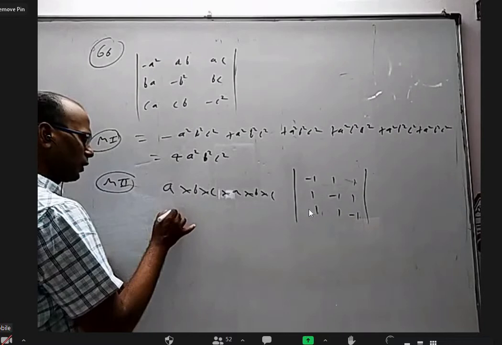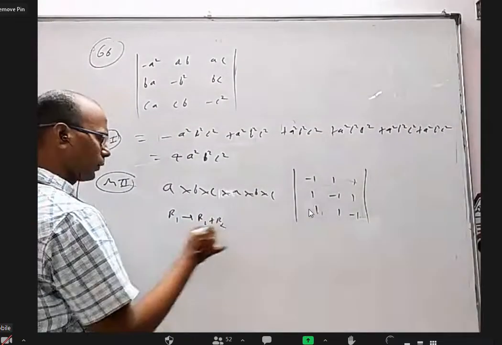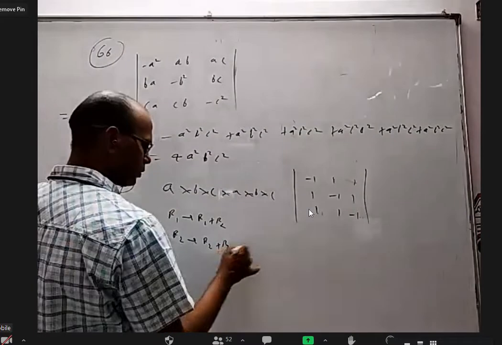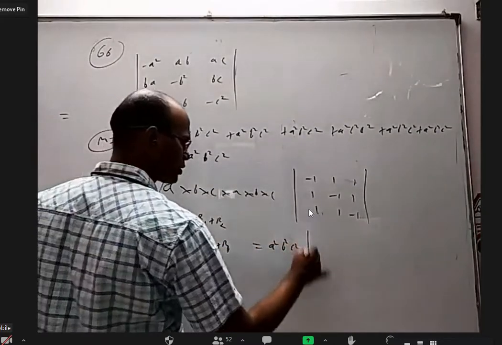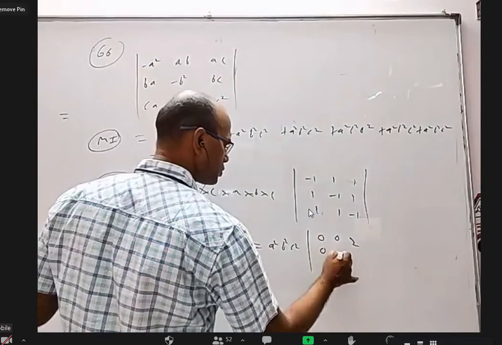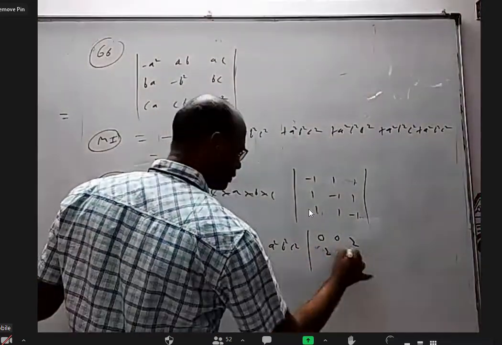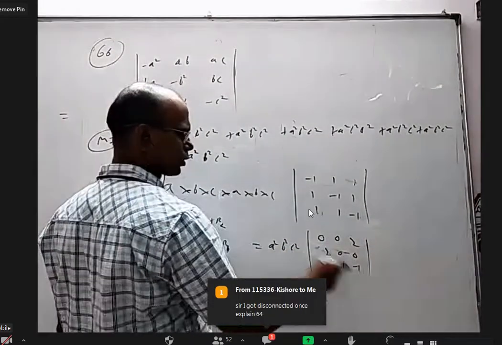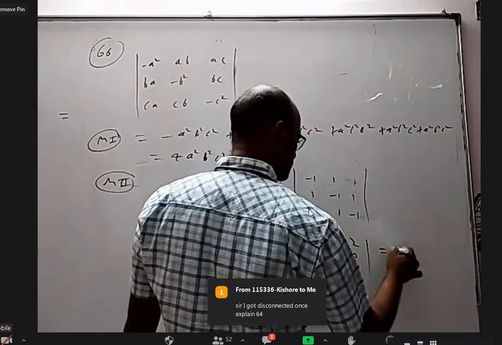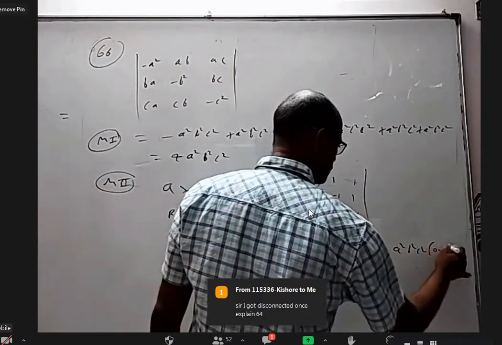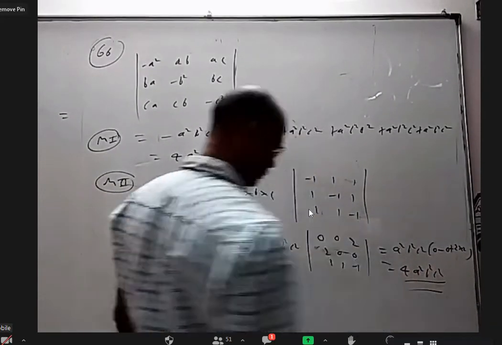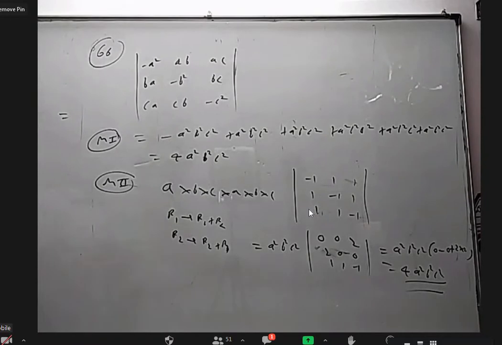For example, I can write R1 as R1 plus R2, and R2 as R2 plus R3. Then it will become a square b square c square, with 0, 0, 2; 2, 0, 0; 1, 1, minus 1. Now just expand using first row, we'll get 2 into 2, 4. So that is a square b square c square into 0, minus 0, plus 2 into 2, which is 4a square b square c square. So 66, you can do direct expansion or you can do like this also.